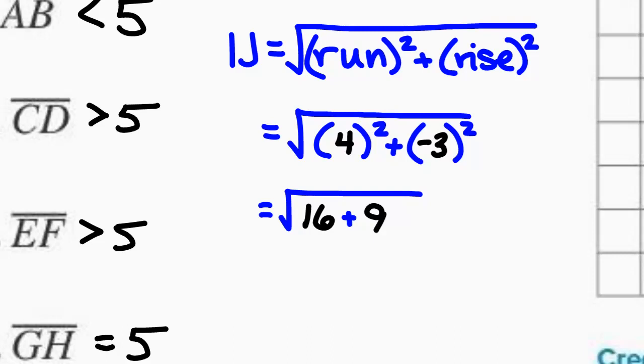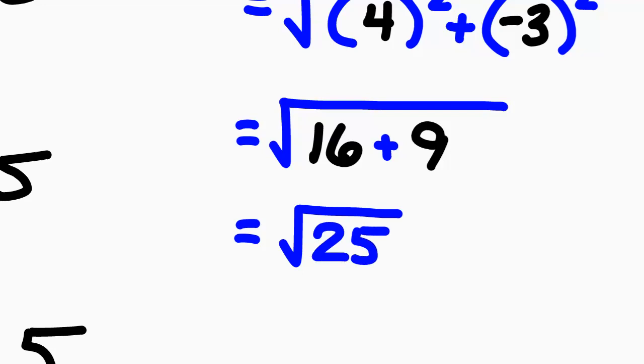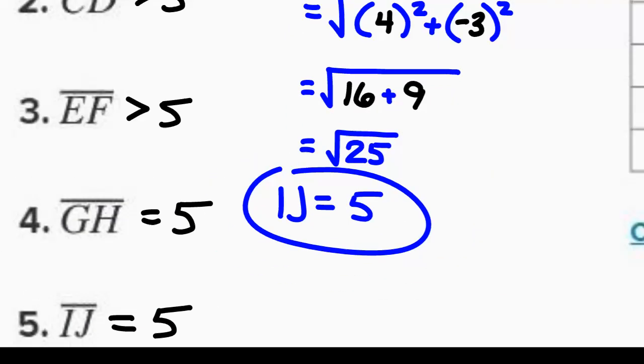All right, enough with the calculator mechanics. What do I get when I add 16 and 9 together? 25. What's the square root of 25? 5. So segment IJ is 5 units long, which is exactly what I told you the answer was there.